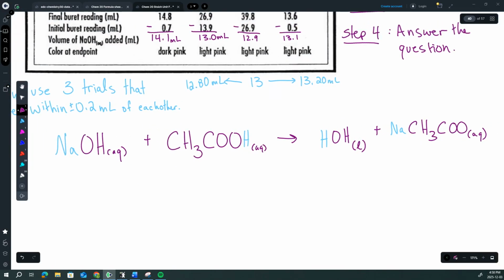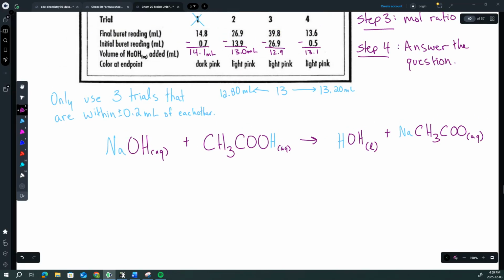Okay, now let's just make sure that each of our compounds are balanced. So hydrogen has a +1, hydroxide has a -1, water is balanced. Sodium has a +1 charge, acetate has a -1 charge. That's a balanced compound as well. So we're good to go on this front.